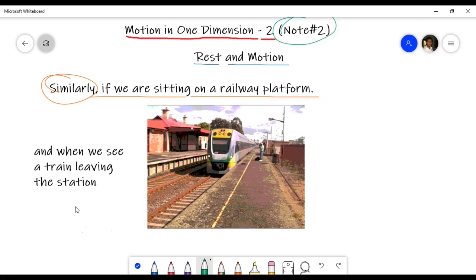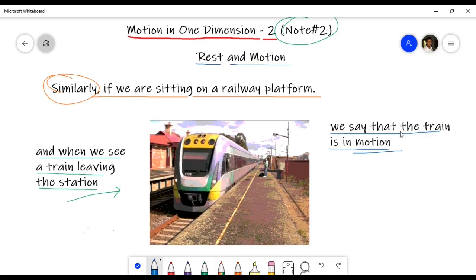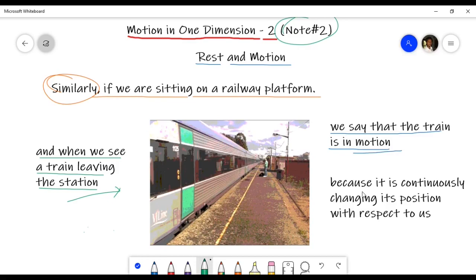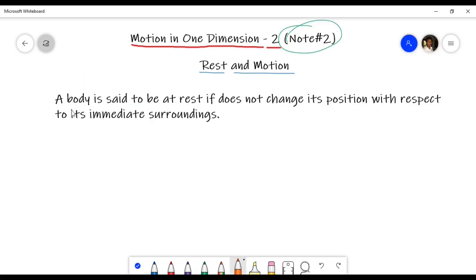because the tree is not changing its position with respect to us. And when we see a train leaving the station, some of us enjoy looking at the trains, we say that the train is in motion. Why do we say that the train is in motion? Because it is continuously changing its position with respect to us. That's why we say that the train is in motion. Now let us understand it much further.